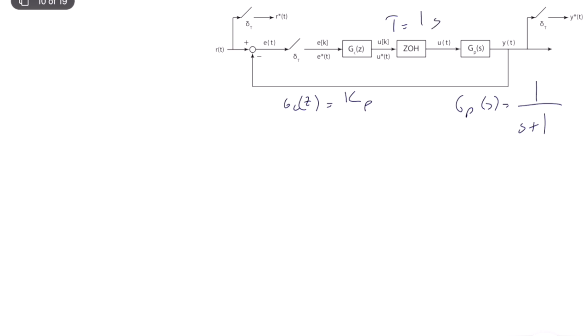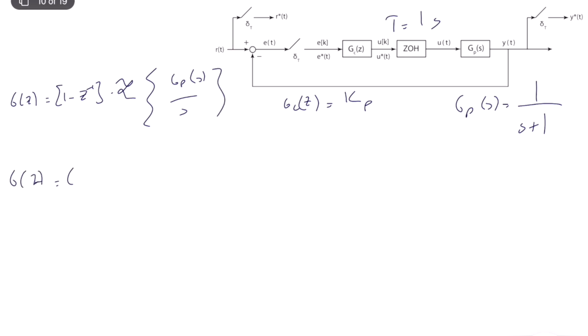Okay, so the only thing that we need to do is first compute G of Z. G of Z is equal to 1 minus Z to the power minus 1 times the Z transform of G plant S divided by S. Okay, G of Z is equal to 1 minus Z to the power minus 1 times the Z transform of 1 over S times S plus 1. Okay, that's good. It's nice.